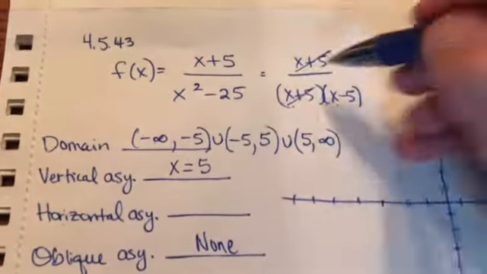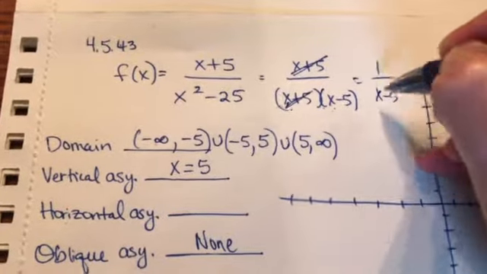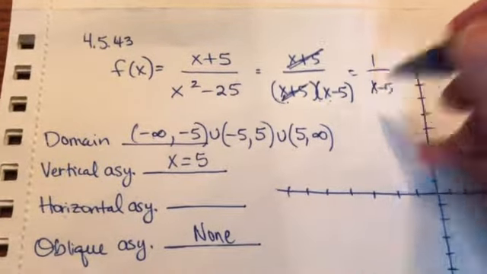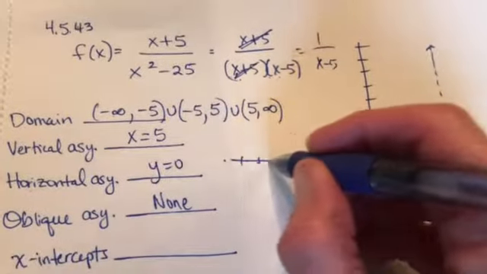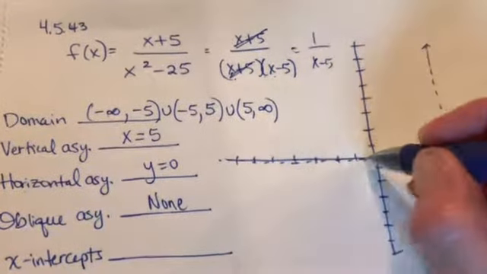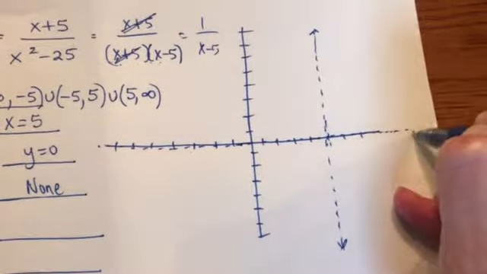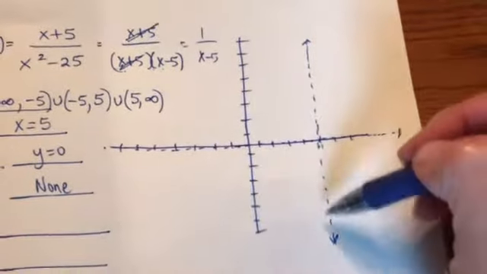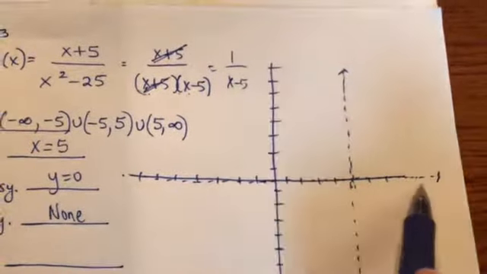And notice, even though these cancel, which gives me this 1 over x minus 5, there's still more x's on the bottom. So my horizontal asymptote is y equals 0. That's this line right here, y equals 0. Now, something to always remember: your graph will never touch the vertical asymptote. It will sometimes cross the horizontal.